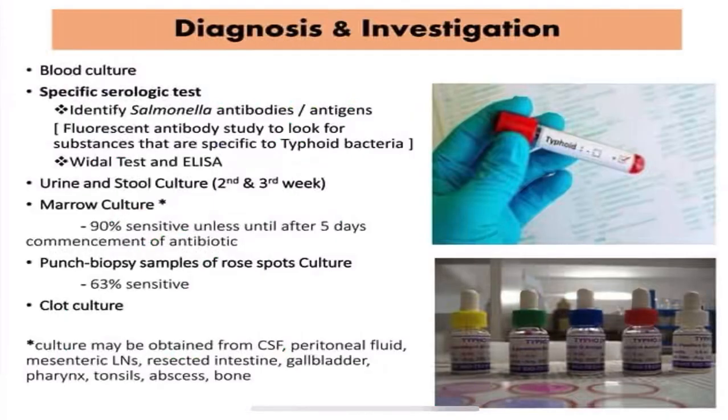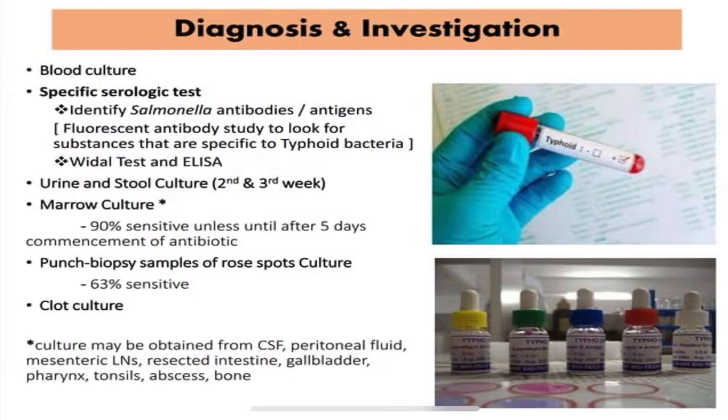Then comes the diagnosis and investigations. Let us start with the blood culture. The specific serological test. Okay, under the blood cultures, we have the specific serological tests. To identify the Salmonella antibodies or antigens, the fluorescent antibody study is taken up to look for the substances that are specific to typhoid bacteria.